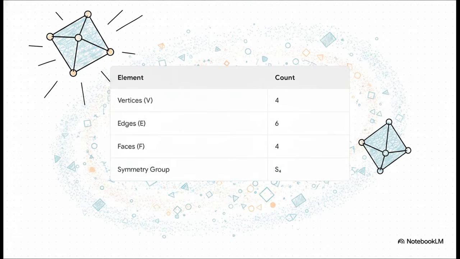And just look at how simple it is. 4 points or vertices, 6 lines or edges connecting them, 4 triangular faces. You could build one with toothpicks and marshmallows. And yet, this theory argues that these few simple properties are all you need to bootstrap an entire universe.